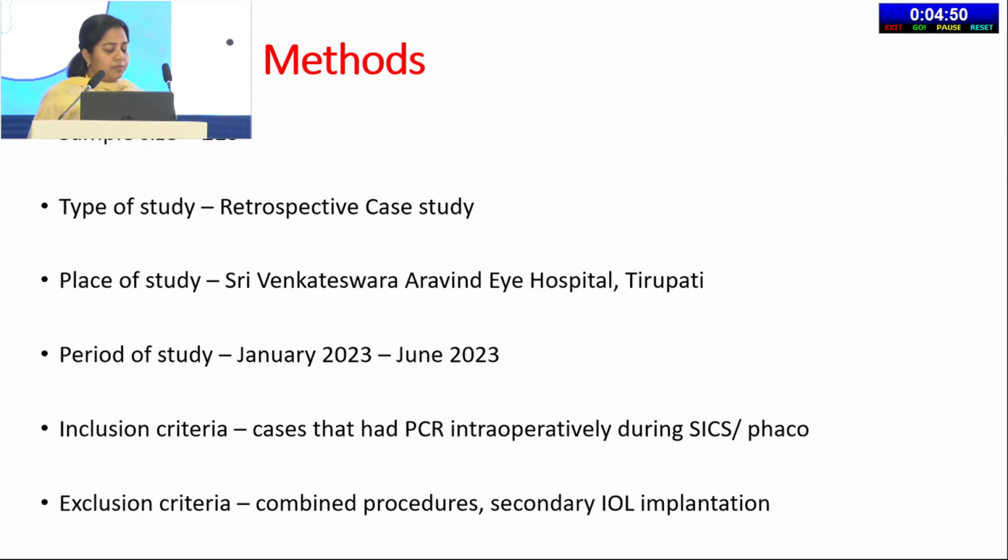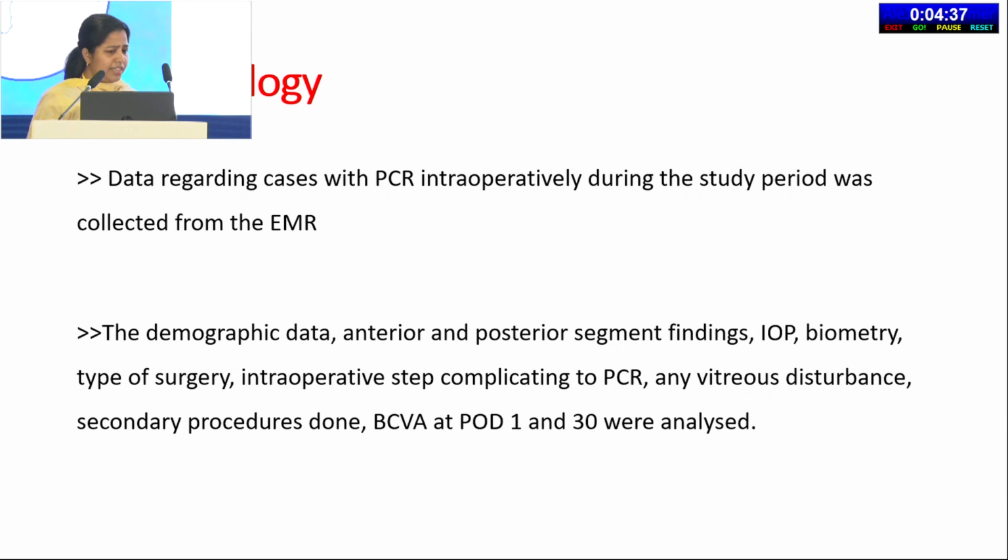My study was a retrospective case study done at a hospital during a study period of 6 months in 213 cases. Cases which had PCR intraoperatively during SICS or phaco were considered, and combined procedures or secondary IOL implantation were excluded. The data was collected from the electronic medical record: data regarding the demography, anterior and posterior segment findings, intraocular pressure, biometry, the type of surgery, intraoperative step complicating to PCR, and if there is any vitreous disturbance or secondary procedures done, and the visual acuity on POD 1 month were analyzed.